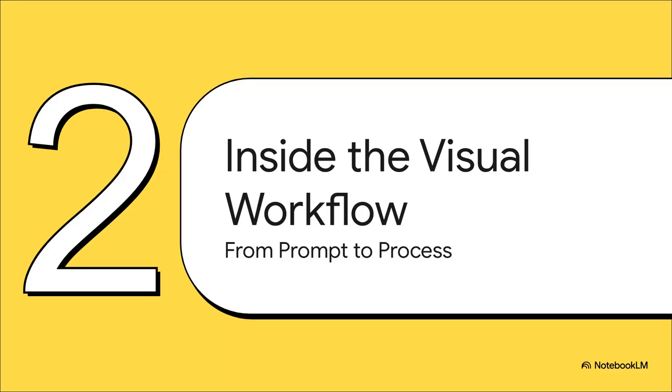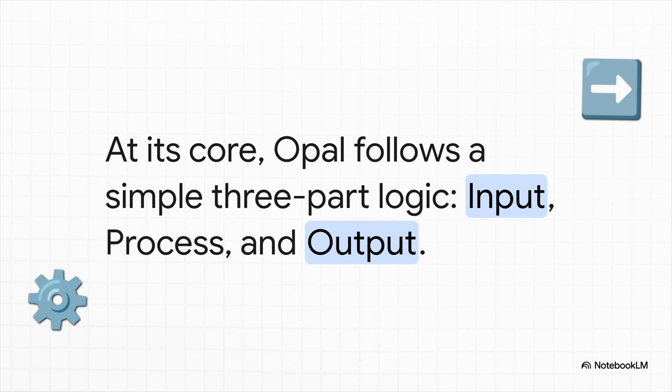All right, so let's get into the nuts and bolts. How does this actually work? How does Opal go from a simple sentence to a real working process? At its core, the logic is actually super simple. It's basically a three-part system you've probably heard of before. Input, process, output. That's it. You feed it some information, Opal does its magic on it, and then it spits out a result. This super simple framework is the secret sauce to how it breaks down even really complex tasks.